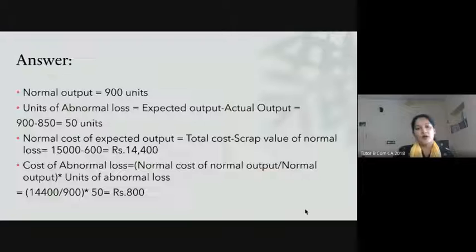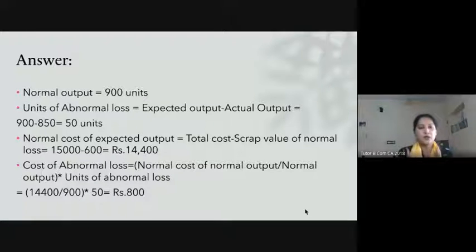Okay. So first thing what we have to understand is we have to find out, I did a mental calculation. You can do it manually also like this. See, expected output is 900 because they expected a normal loss of 10%. The expected output was 900, and the actual output what they got, both these are given in the question. Actual output which they got was 850. So the difference between these two would give us 50 units. So that's our abnormal loss in units.